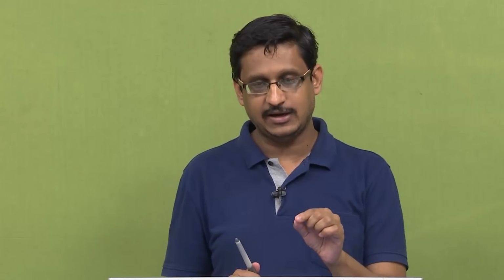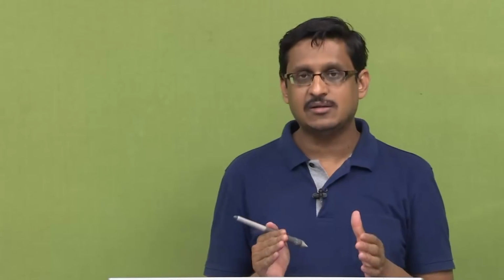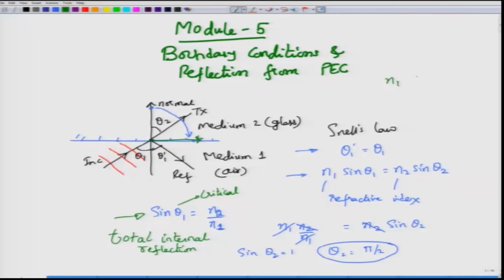In this case, theta 1 will have a real solution, which means that one of those angles becomes the critical angle for which the ray of light actually propagates parallel to the interface. So, the total internal reflection phenomenon happens only when n1, the refractive index of the incident medium, is greater than that of the second medium.